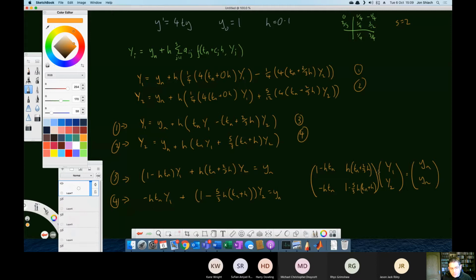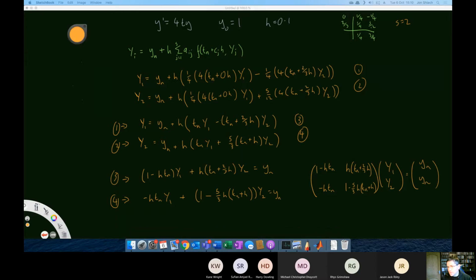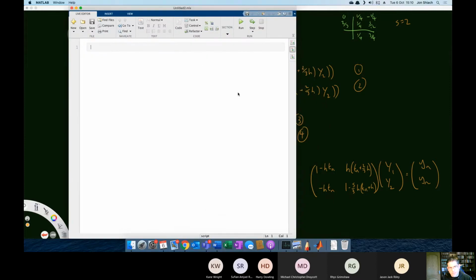At this point is when I'm going to reach for MATLAB, because there's far too much for me to calculate for my liking. So I'm going to bring in MATLAB, the live script, just to do the calculations for us.